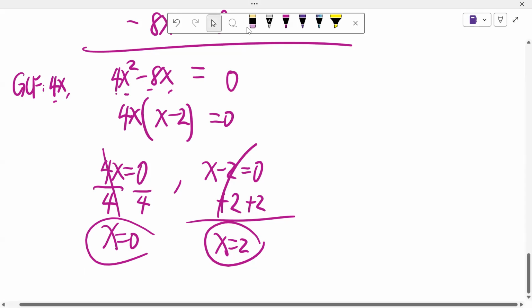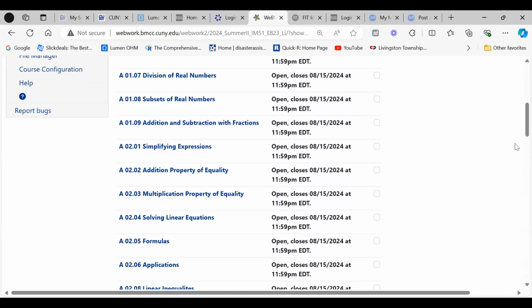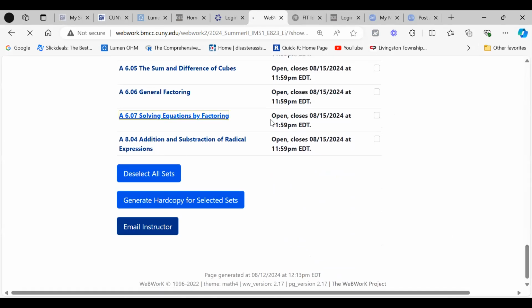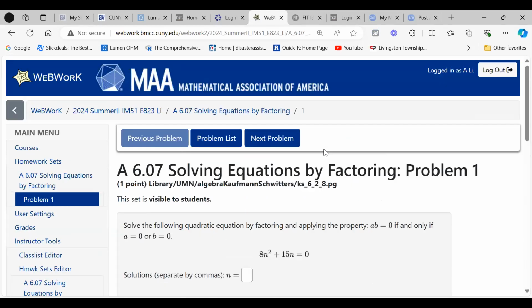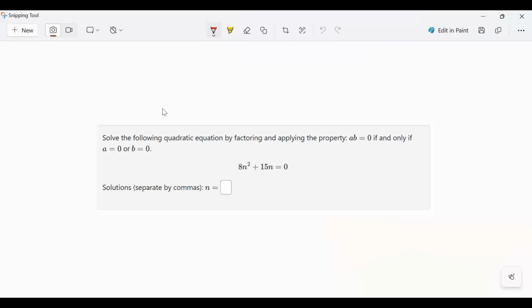So let's go back to 6.7. I'll let you guys try some of the questions here on 6.7. Solving equations by factoring. Let's start with problem 1. Yeah, this one is factored by GCF, right? Try this one first. Since we just did it.